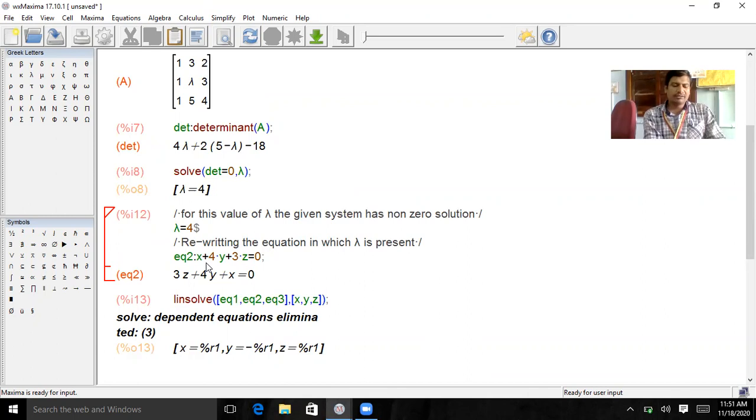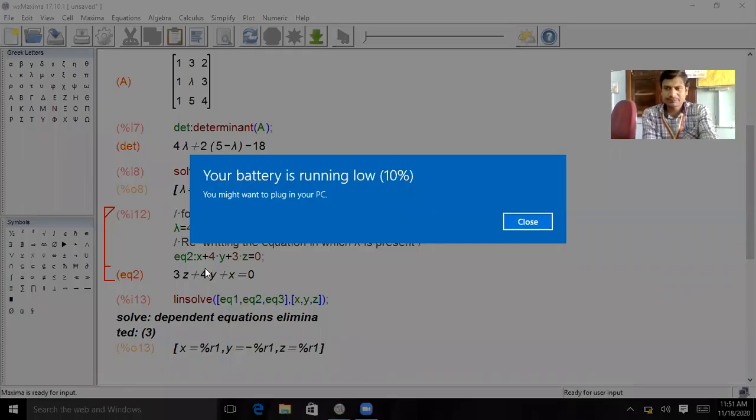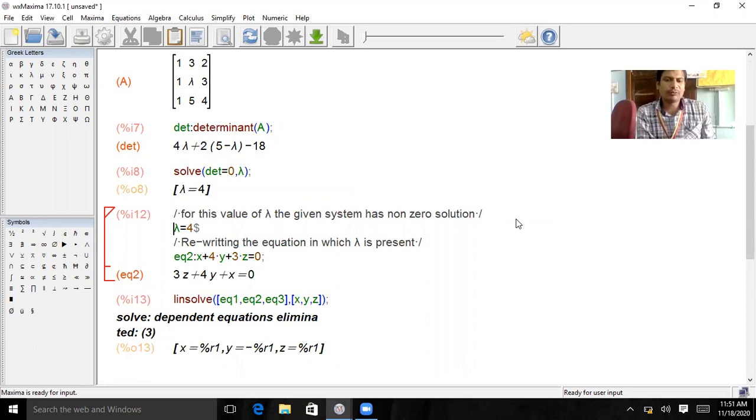Next you finally write the last line, that is linsolve, which means linear solution. Remember this one, linsolve is the key command for linear solution. Okay, that is LINSOLVE: equation 1, equation 2, equation 3, comma x comma y comma z. Then you press shift enter. Shift enter gives the x value, that is percentage r1, percentage minus r1, z equal to this one. Okay, this is the output.